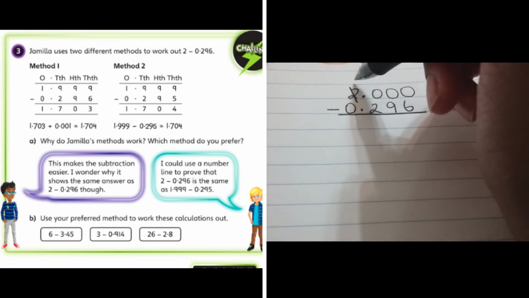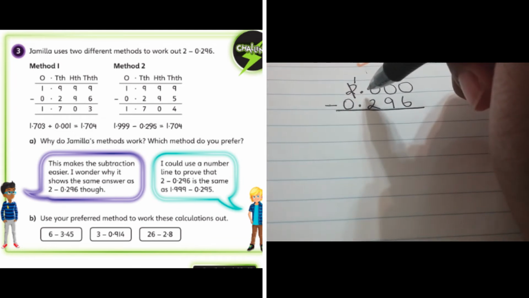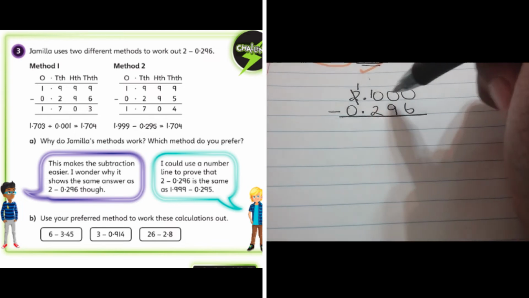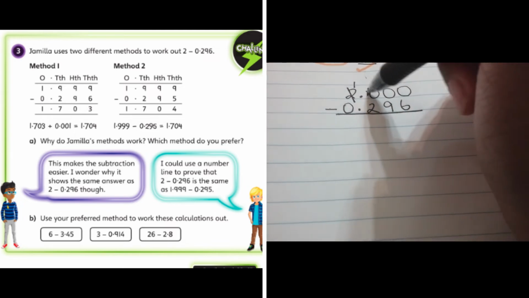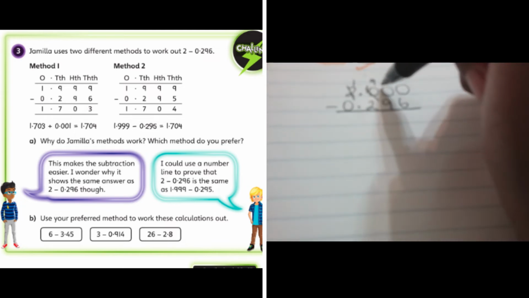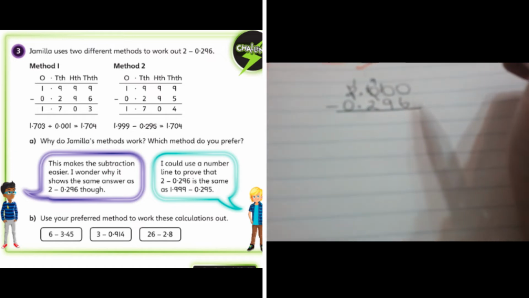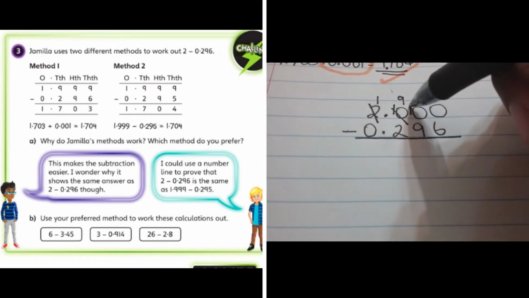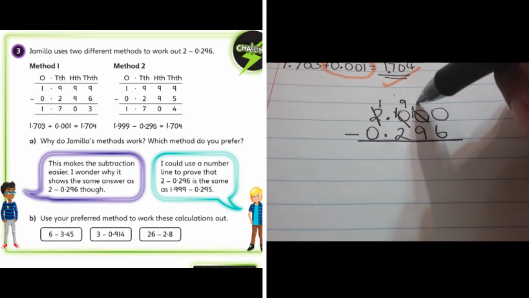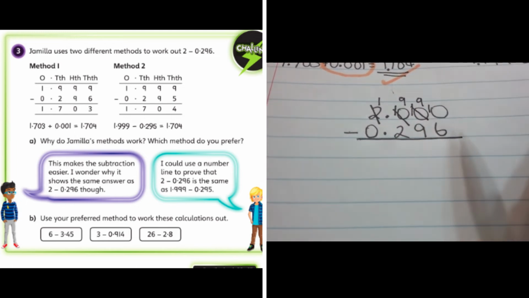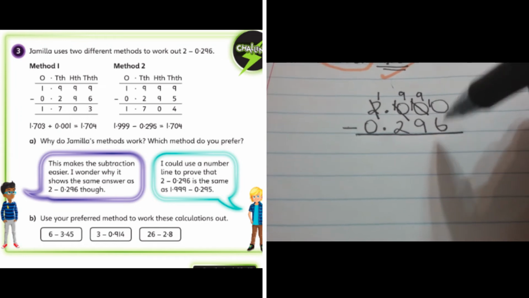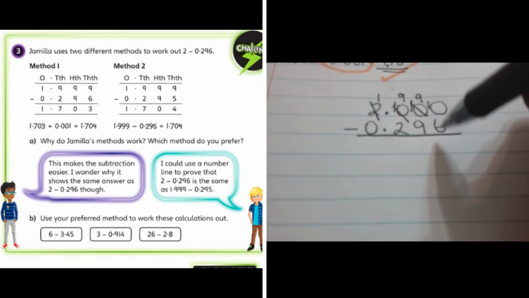I can steal from that 2, turning it into a 1. I give what I stole to the next place over, but I'm still trying to get it here, so I got to steal again. That turns to a 9. This becomes a 10. Come on, refocus. There we go. Then I steal again. That becomes a 9, and this becomes a 10. There we go. So now I've regrouped it so that I can subtract easily.